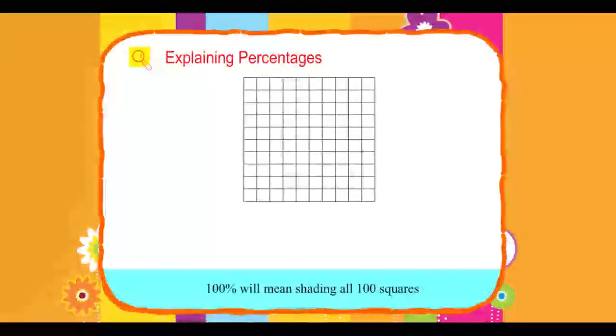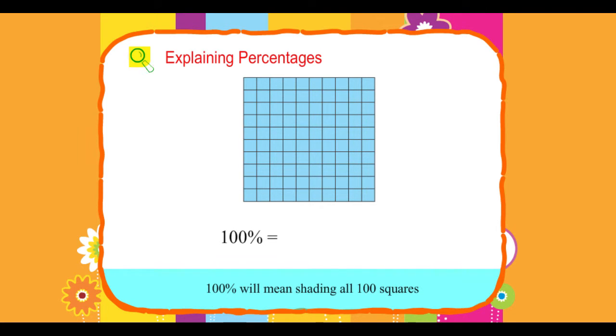Simplified, 100% will mean shading all 100 squares. 100% equals 100 upon 100 equals 1 whole.